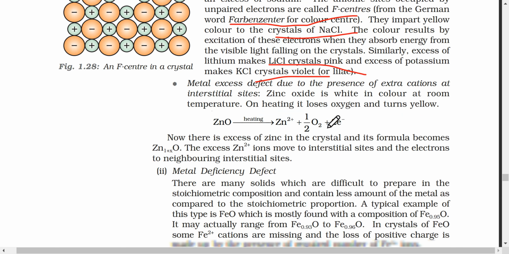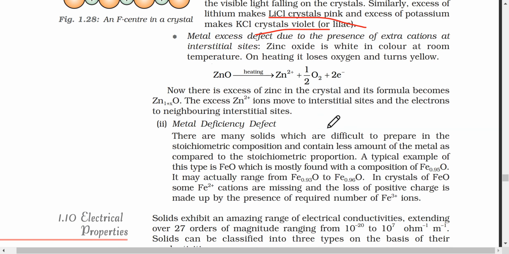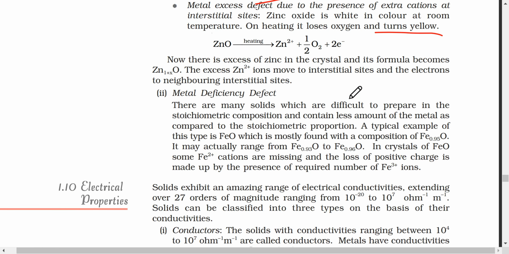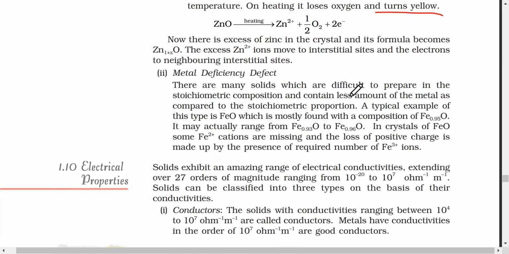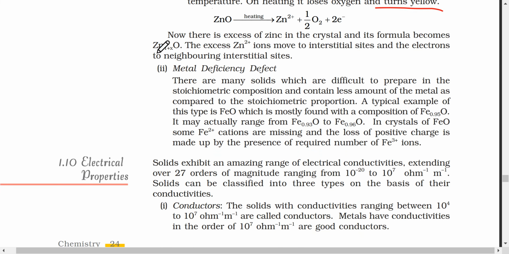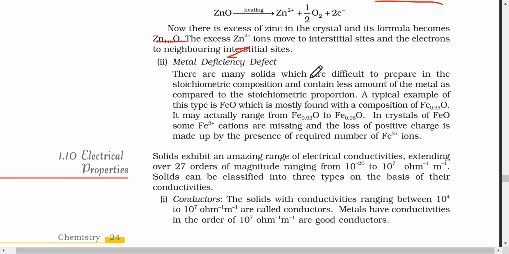फाइन. मेटल एक्सेस ड्यू टू द प्रेजेंस ऑफ एक्स्ट्रा केटायंस. ठीक है, जरूरी नहीं है कि एनायन जाएगा, इसका मतलब कभी कभी केटायन भी ज्यादा हो सकता है. जिंक ऑक्साइड is white in color at room temperature, on heating it loses oxygen and turns yellow. See, now there's excess of zinc in the crystal and its formula becomes Zn1+xO. See, excess Zn2+ ions move to interstitial sites and electrons to neighboring interstitial sites.